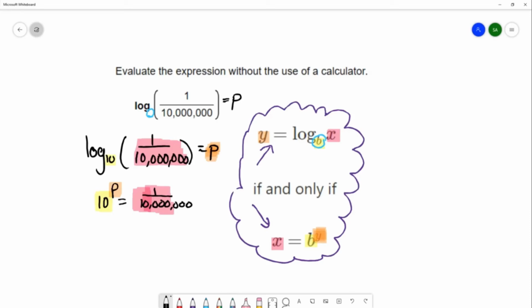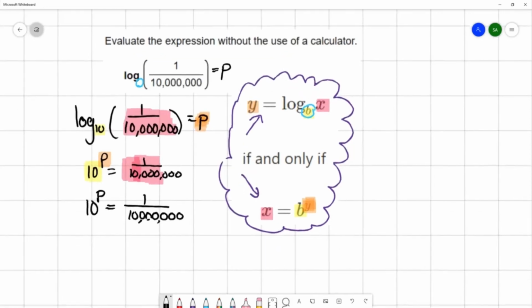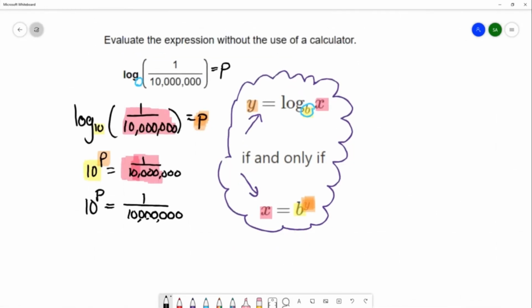So now when it's in exponential form, we're going to try to figure out what that value of p is. So as we look at this, we have 10 to a power equals 1 over 10 million. Let's write it without all the highlighting. 10 to a power equals 1 over 10 million. I got my comma in the wrong spot there. So we want to figure out what that value of the exponent is.